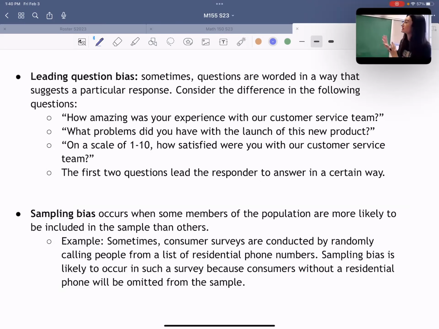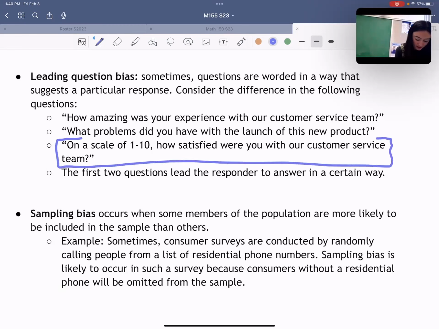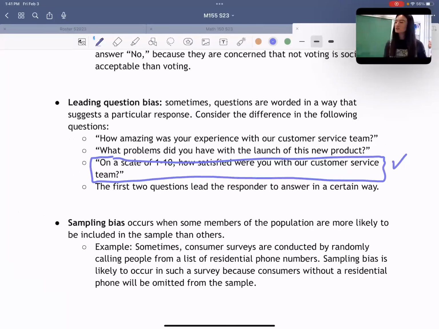Now, to avoid leading question bias, I like questions that go like this third bullet point, okay? On a scale of 1 to 10, how satisfied were you with our customer service team? That's a good question to ask, because it's not saying, how amazing was our customer service team? Or what problems were going on with that customer service? It's kind of in the middle. It's a neutral question. It's something that isn't leading you to answer a certain way. Okay, so leading questions are when you ask a question that's trying to lead you in one direction. Any questions on the past two biases?